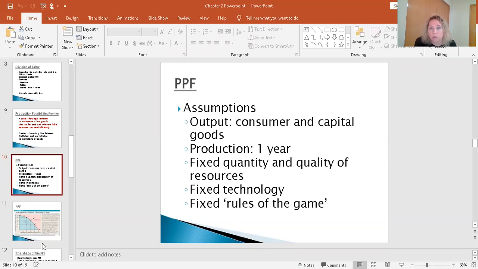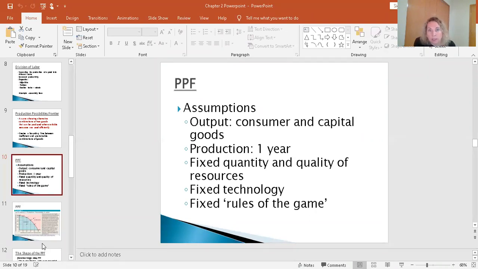Capital goods, we know what capital is. Capital goods are those things we use to produce other goods. So we actually need capital goods to produce consumer goods. We need capital goods to produce more capital goods. And so an economy typically produces both consumer goods and capital goods.